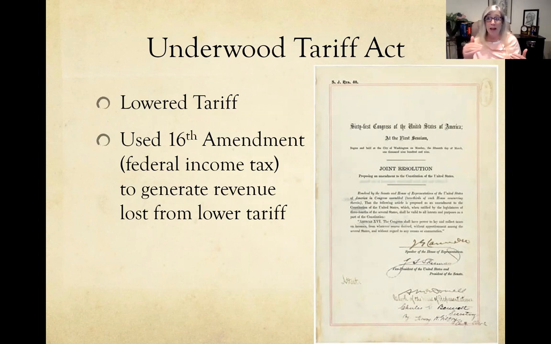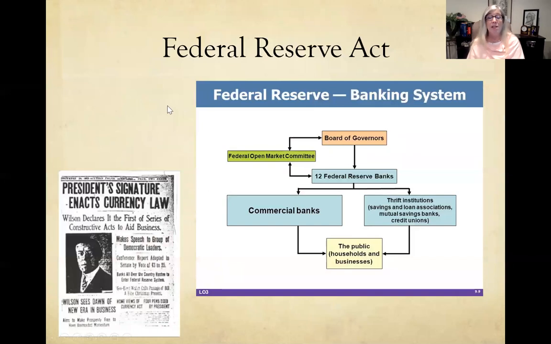So if you cut the tariff, you've got less money coming in, where he's going to make up the difference by increasing the tax money, the income tax that's coming in on the wealthy. So it kind of balances out. So the 16th Amendment with the income tax and the lowering of the tariff with the Underwood tariff are going to still keep the economy, the amount of money coming in, the same.